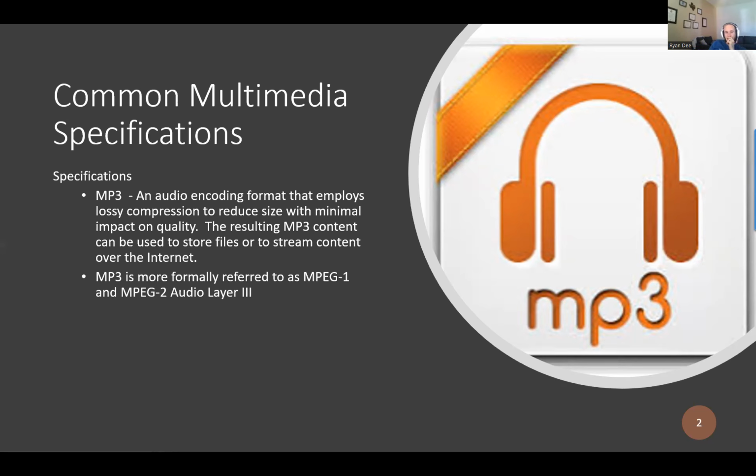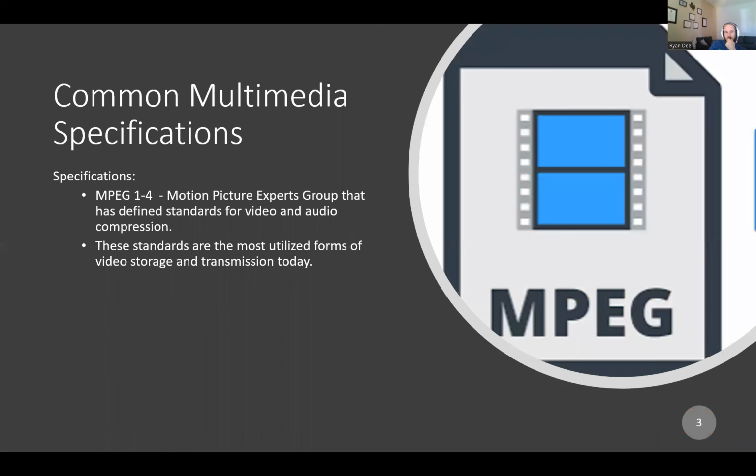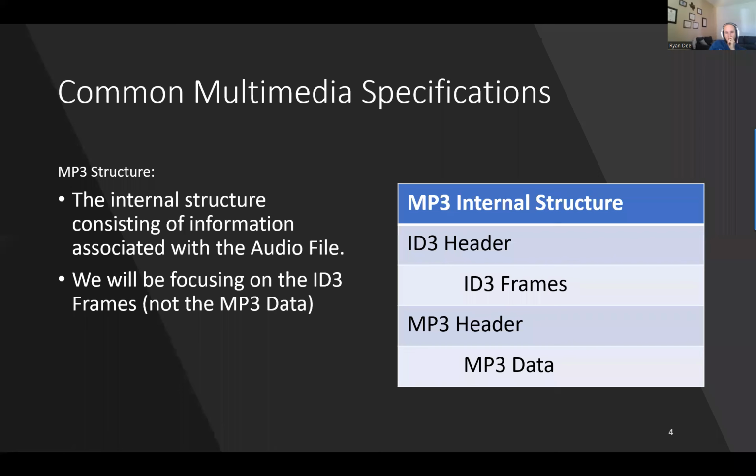MP3 is more formally referred to as MPEG-1 and MPEG-2 audio layer 3, which means it's part of the MPEG standard, the Motion Picture Experts Group, which defines the standard for video and audio compression. These standards are the most utilized forms of video storage and transmission out there. There are other forms, but this is certainly the most popular. And MP3 is part of that group, which defines the standard for compression of video and audio.